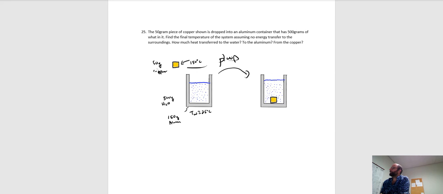Now, if we assume no energy transfer to the surroundings, so we define our system like this, and we assume no energy in or out, that means if we add up all the heat terms, they have to add to zero. So we're going to have a heat term for the water, plus a heat term for the aluminum, plus a heat term for the copper, must all add to zero.